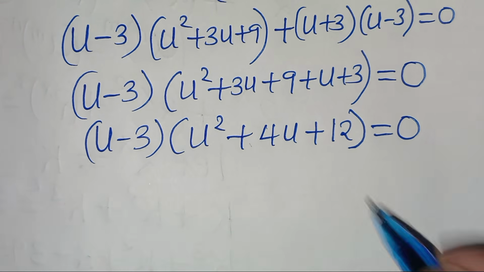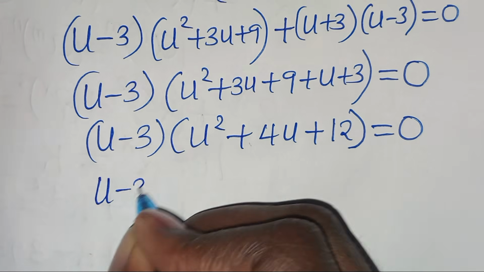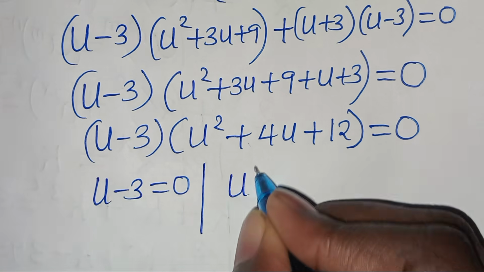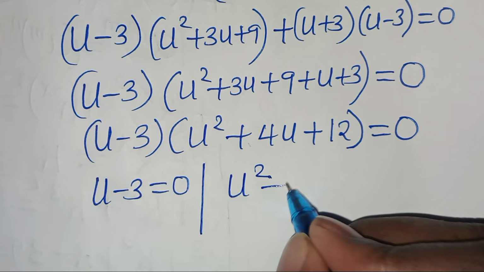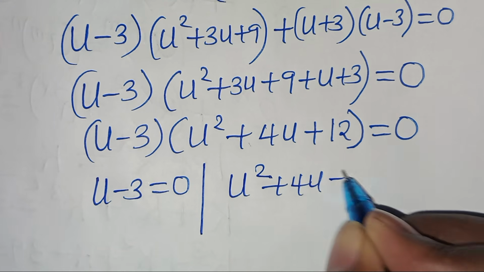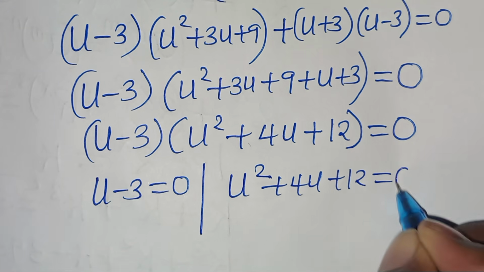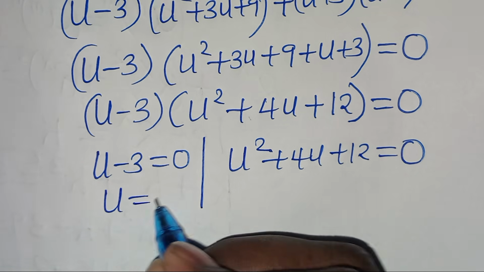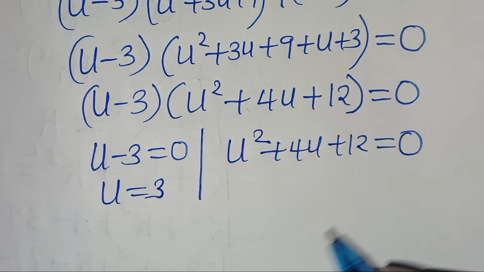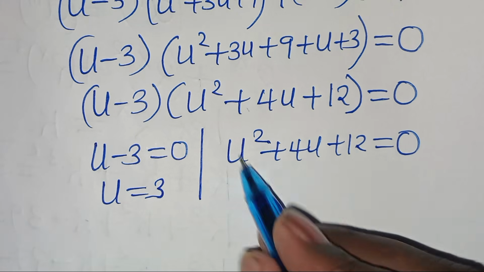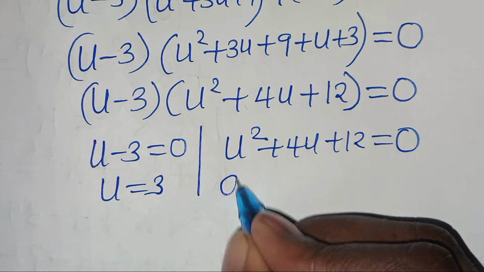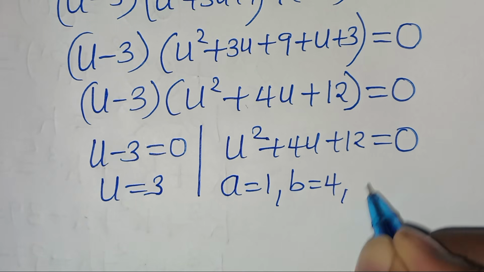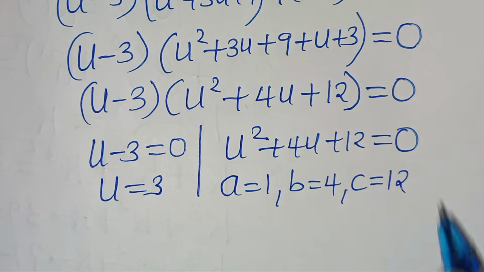Now we have got two parts here. We have u minus 3 equal to 0, then we have u squared plus 4u plus 12 equal to 0. So we have that u is equal to 3 here. And the second part is a quadratic equation where a is equal to 1, b is equal to 4, and c is equal to 12.